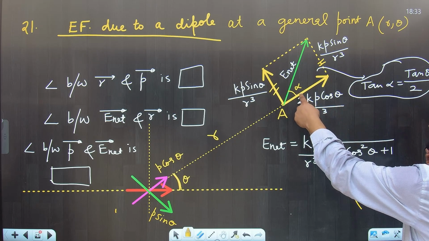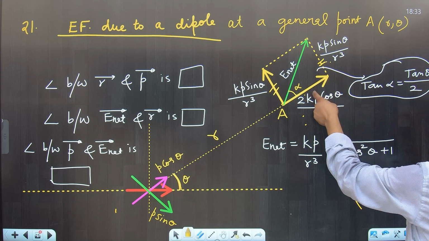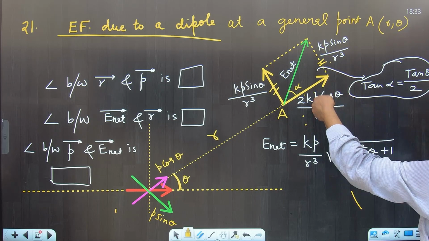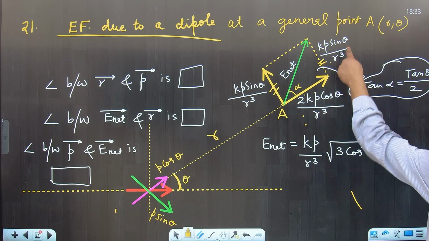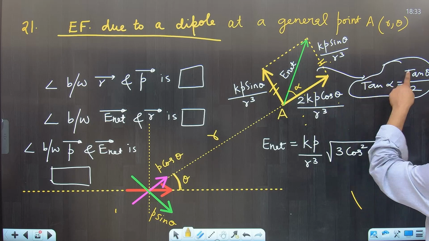You can write tan alpha is this by this, perpendicular by base. You will see this kp by r cube will be cancelled out. This is sin theta by 2 cos theta, means tan theta by 2.